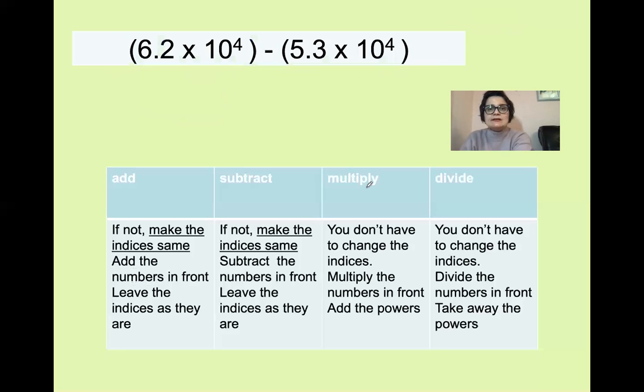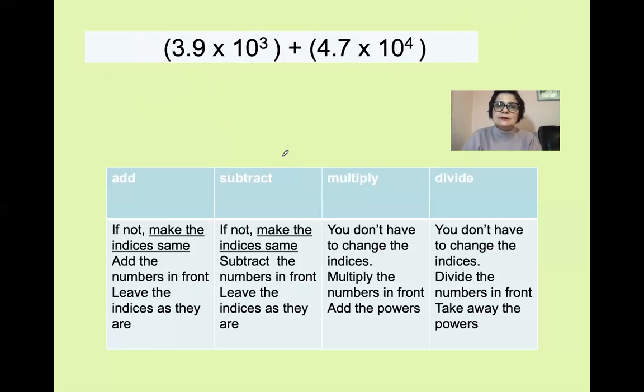Let's have a look at the other example. Again, here we have the subtraction of two numbers in standard form, and the indices are the same. So all we have to do is just take away the numbers in front. So it's going to be 6.2 take away 5.3, so it's going to be 0.9 times 10 to the power of 4. All right? No need to change the power.